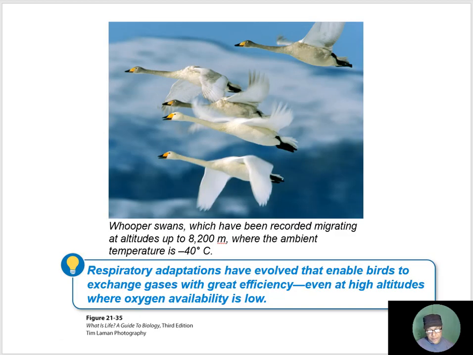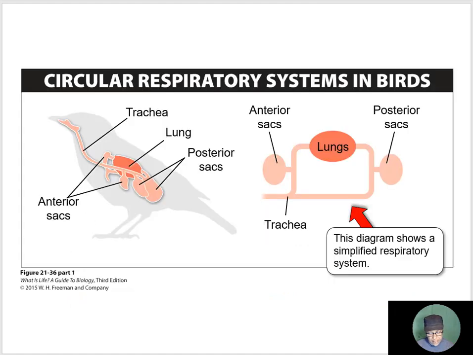But there are different respiratory adaptations that have evolved that enable birds to do gas exchange with great efficiency, even at high altitudes where oxygen availability is really low. Here we have these whooper swans that you see in the image, which have been recorded migrating at altitudes of up to 8,200 meters, where the ambient temperature is negative 40 degrees centigrade. So how are they still doing gas exchange?